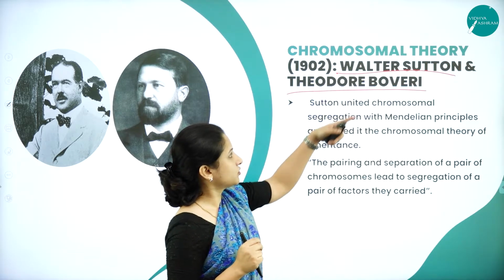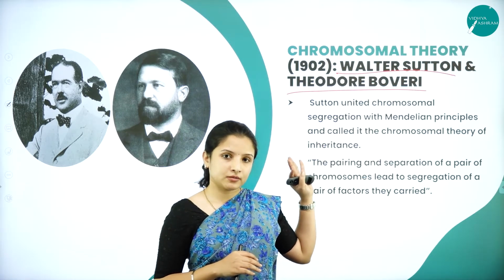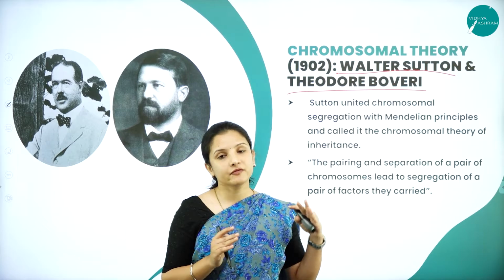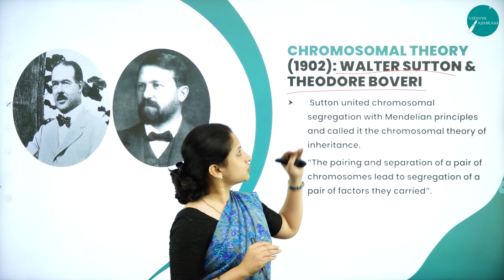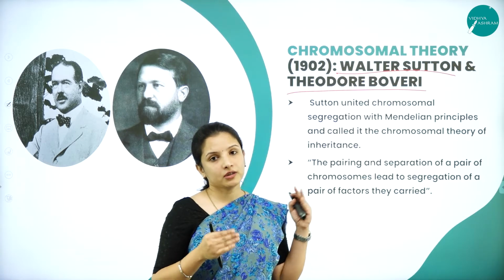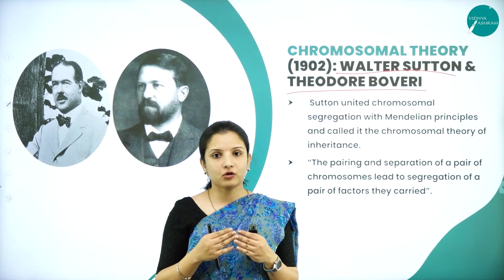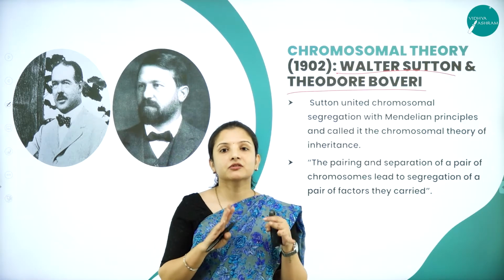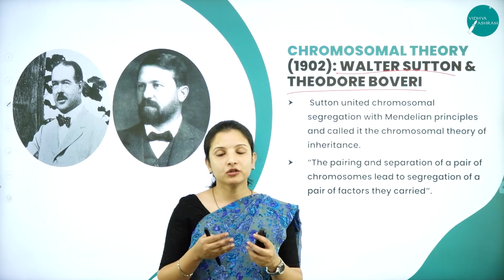So what Sutton did was he worked on animals. Earlier, Mendel and the other three scientists worked on plants to prove the theory of inheritance. In order to prove the chromosomal theory, Sutton worked on grasshoppers. When he worked on grasshoppers, he also found out that the traits are carried from the parents to the offspring. And Boveri worked on sea urchins.